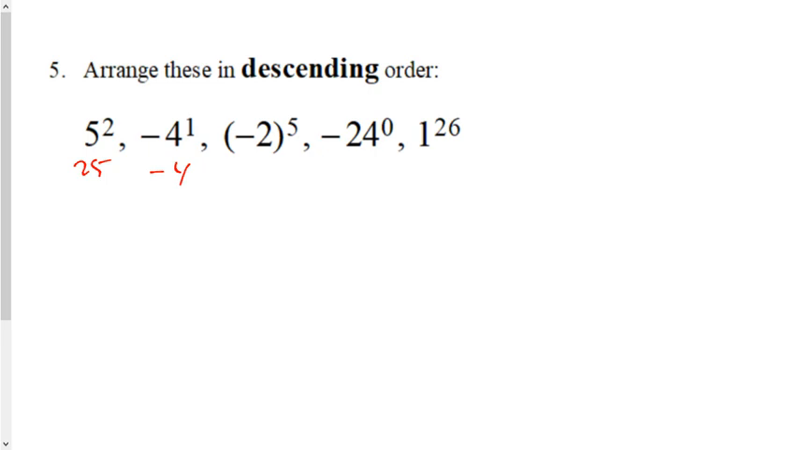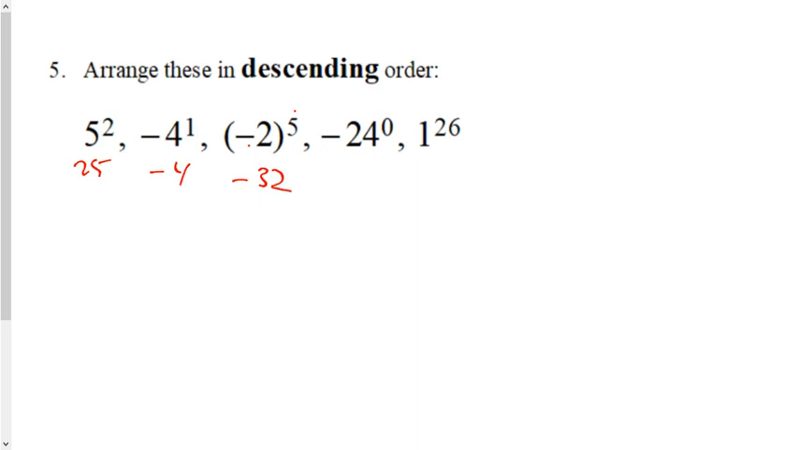Any base to an exponent of 1 is itself, but this one is the opposite of 4 to the 1, so negative 4 is the answer. A negative base in brackets to an odd exponent, we know it's going to be negative. It's negative 32. Any base to an exponent of 0 is equal to 1.